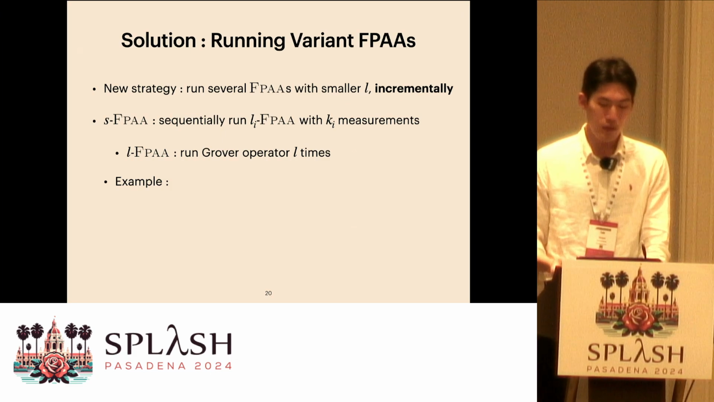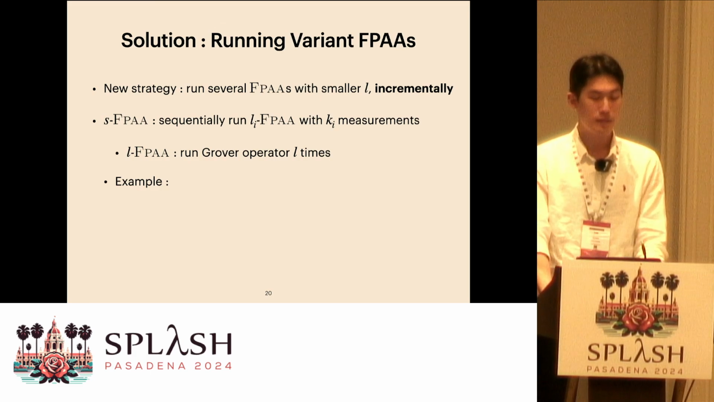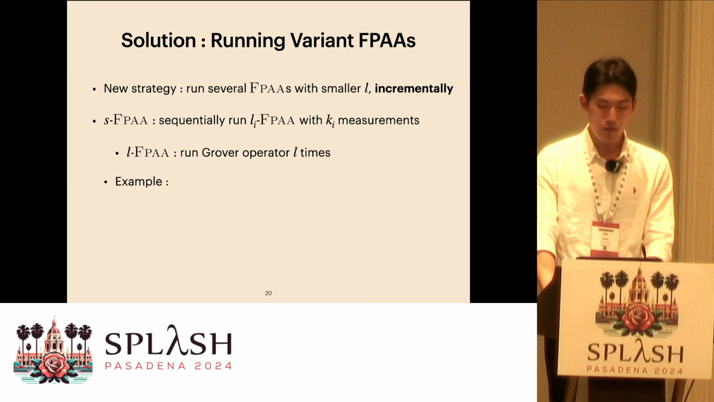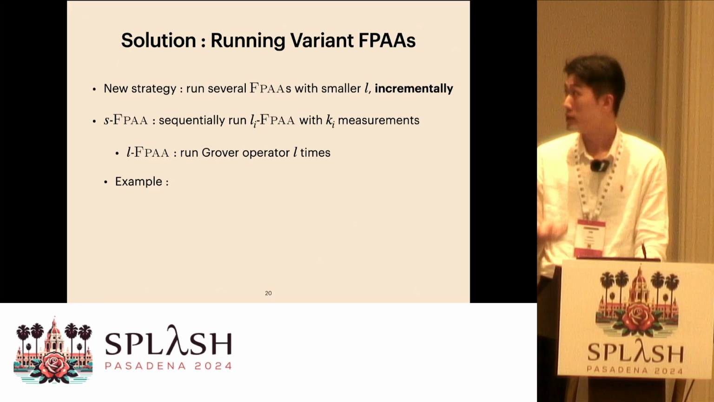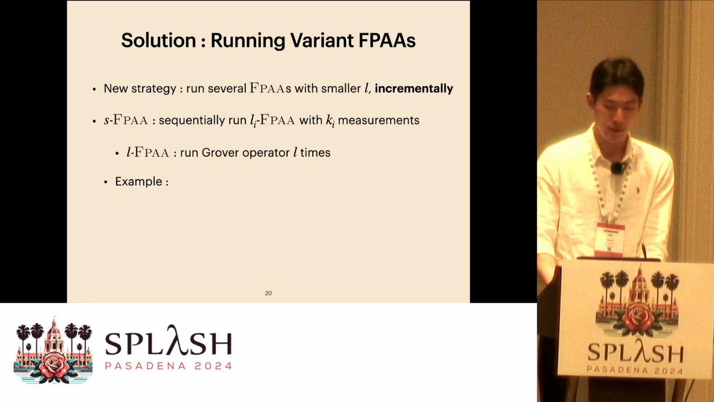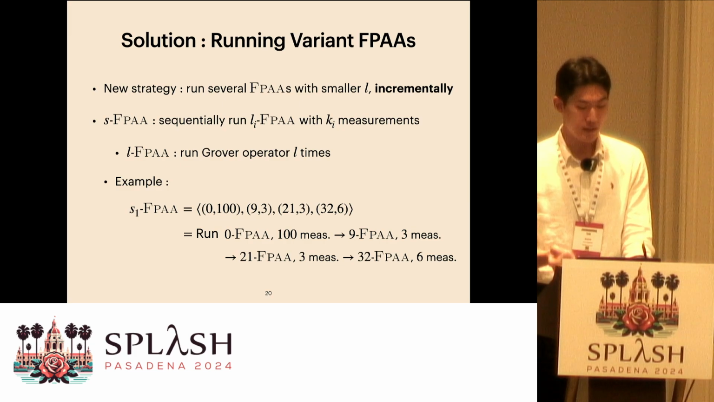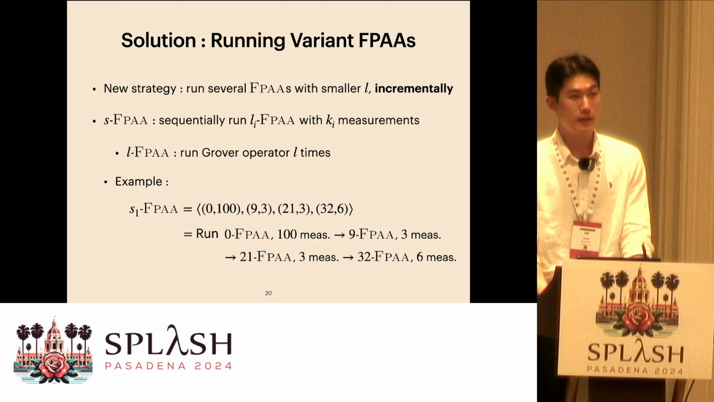So we need a more efficient strategy, which we propose by running multiple FPAAs with a smaller number of Grover operations incrementally. In this study, we refer to this strategy as SFPAA, which sequentially runs FPAA in increasing order. Here, L refers to the number of repetitions of the Grover operation. For example, if we choose strategy S1, we first run 0 FPAA with 100 measurements, and then 9 FPAA with 3 measurements, and so on.